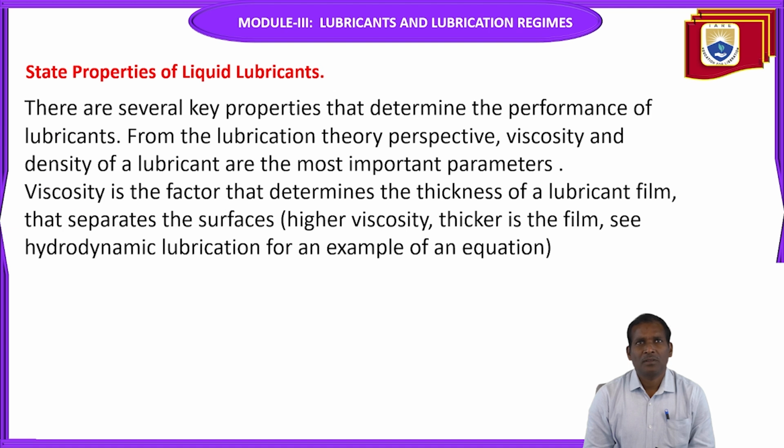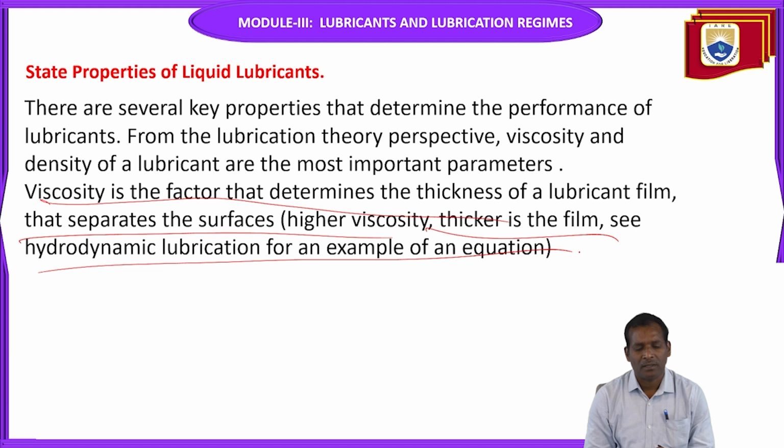Properties of liquid lubricants. There are several key properties that determine the performance of lubricants. From the lubrication theory, viscosity and density of a lubricant are the most important parameters. The viscosity is the factor that determines the thickness of a lubricant film that separates the surfaces. Higher viscosity, thicker is the film. See hydrodynamic lubrication for an example and equation. So for liquid lubricants, from the lubrication theory perspective, viscosity and density of the lubricant are very important parameters, as they determine the thickness of the lubricant film.